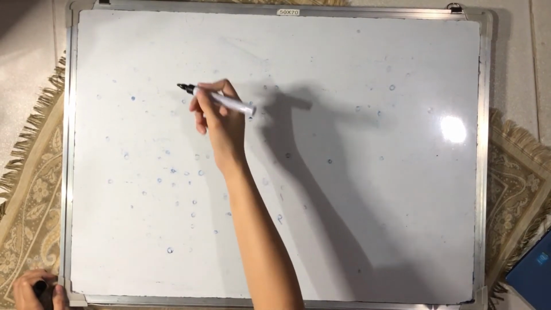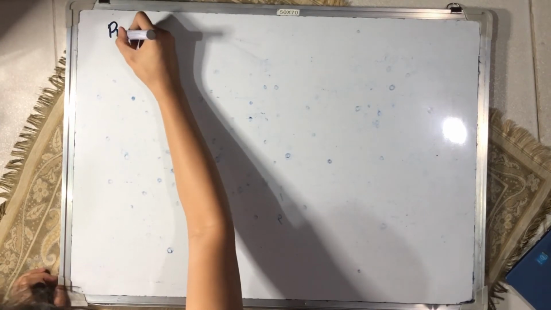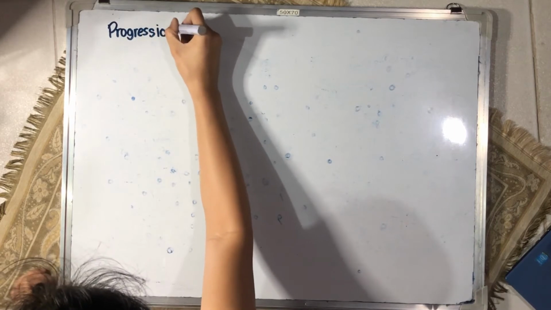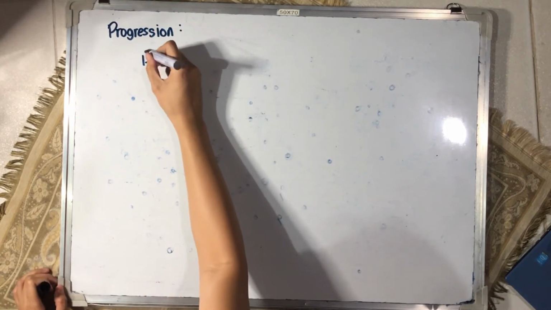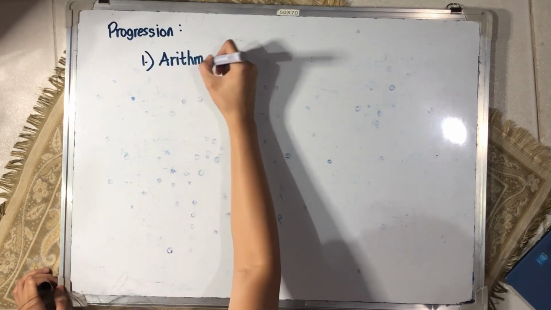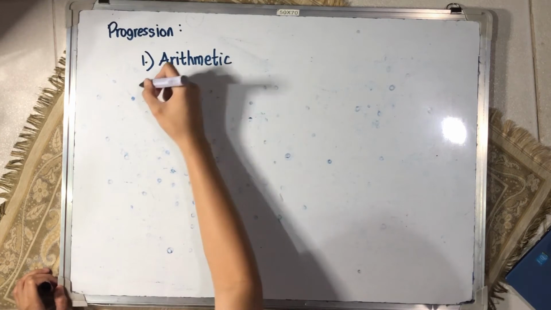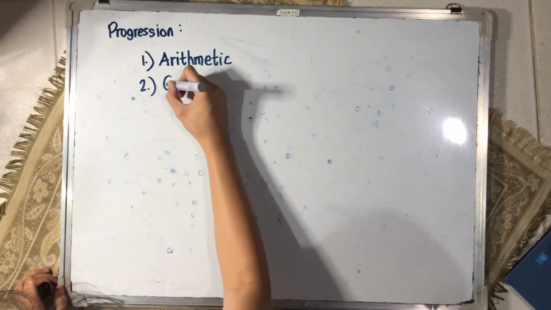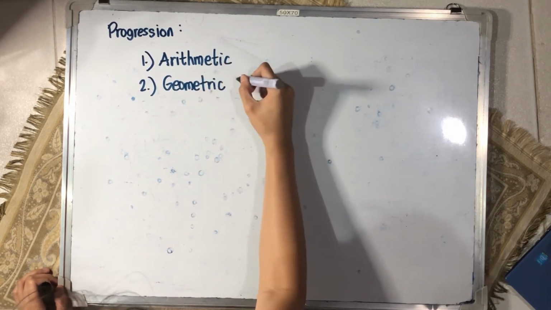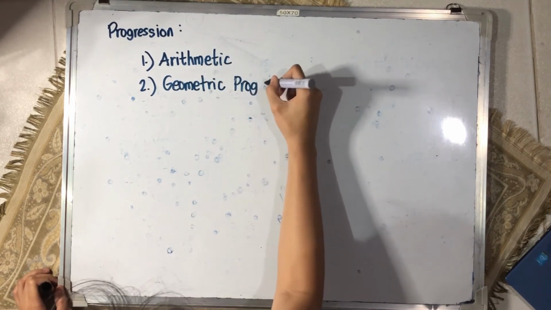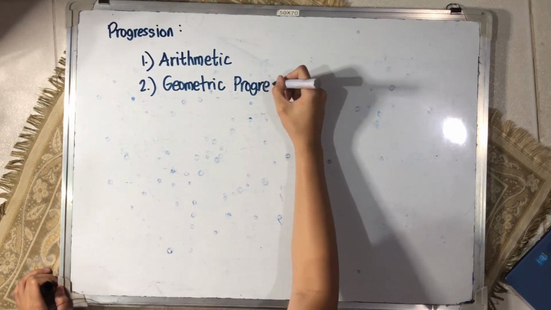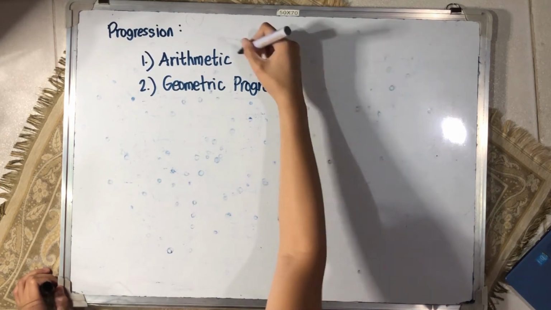Let's talk about progression. So we have two types of progression that will be discussed today. And those are our arithmetic progression. And the second one is our geometric progression. Alright.